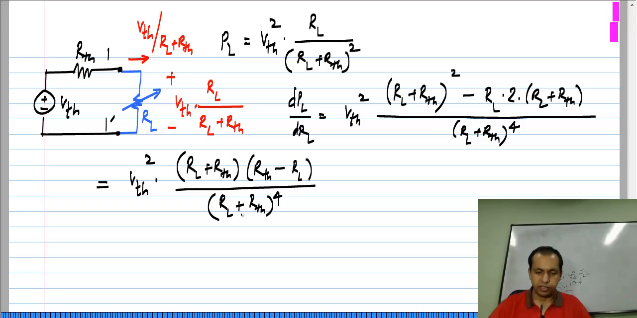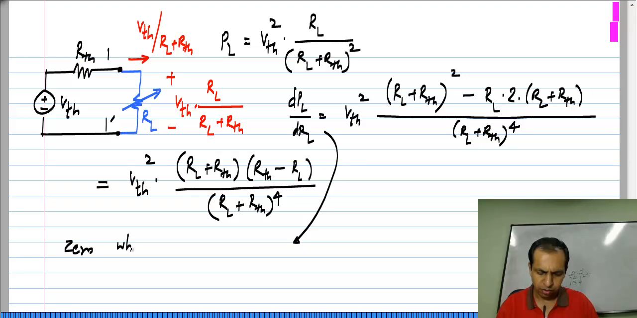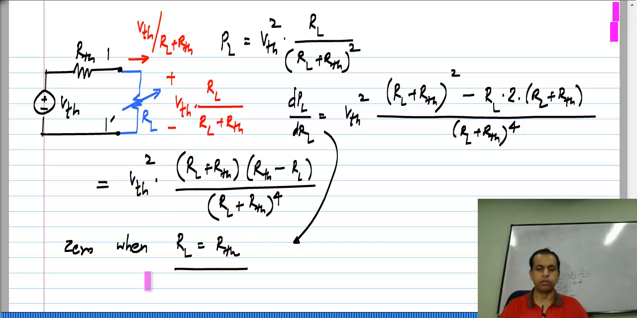Now, it is very easy to see that this goes to 0 when RL equals RTH. Okay. When RL equals RTH, the derivative goes to 0. So, that is when the extreme must occur, and it turns out that that is the maximum. Okay.